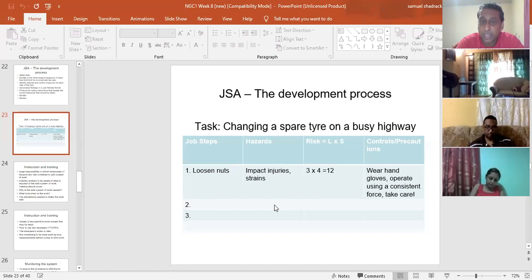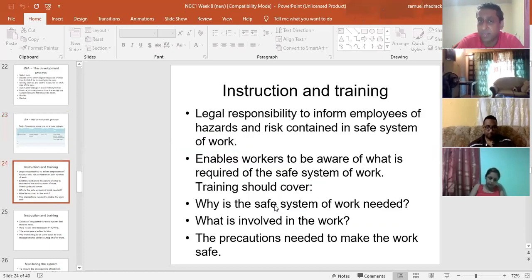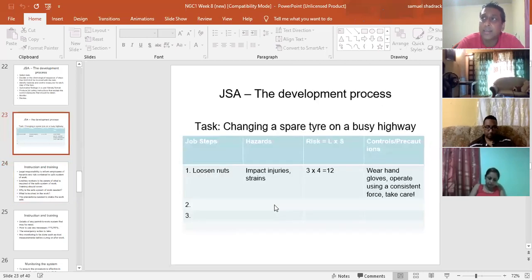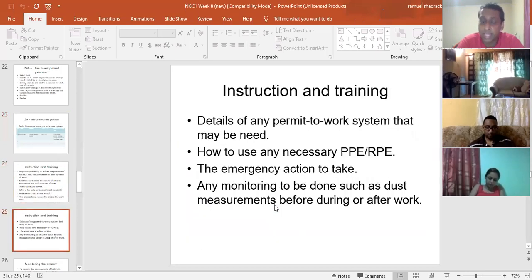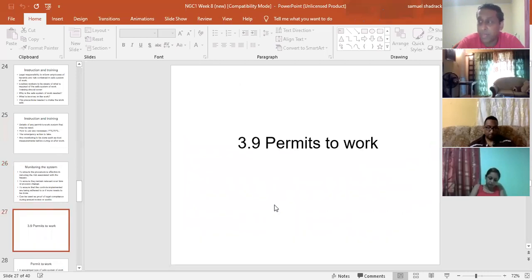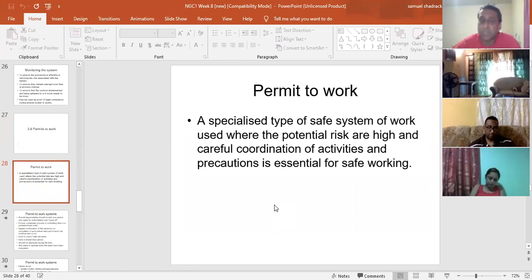So that was JSAs. Once you have them, you have to train people in using them, and you have to have the support of your managers financially, I guess, as well as morally, to get people to follow these steps anyway, right? The next safe system of work we saw briefly was a permit to work. It is a safe system of work, but it's special. Why is it special? Because it's meant for high-risk activities.